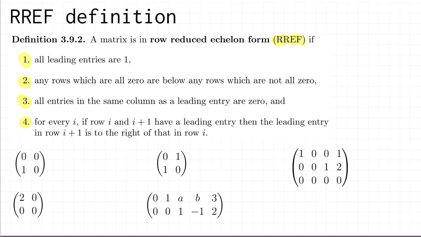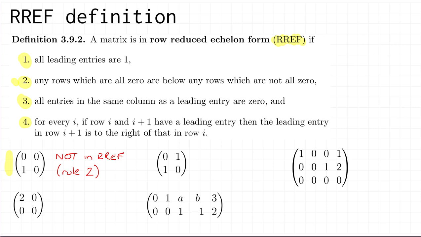Let's look at some examples of matrices which are or are not in row-reduced echelon form. I'm going to begin with this one here, and you should pause the video and figure out for yourself, is that in row-reduced echelon form or is it not? The answer, of course, is no. The reason is that it's got a row of zeros which is not at the bottom. So it breaks rule 2. There is a row of zeros which is not at the bottom of the matrix. It's got another row of zeros. It's got a non-zero row below it.